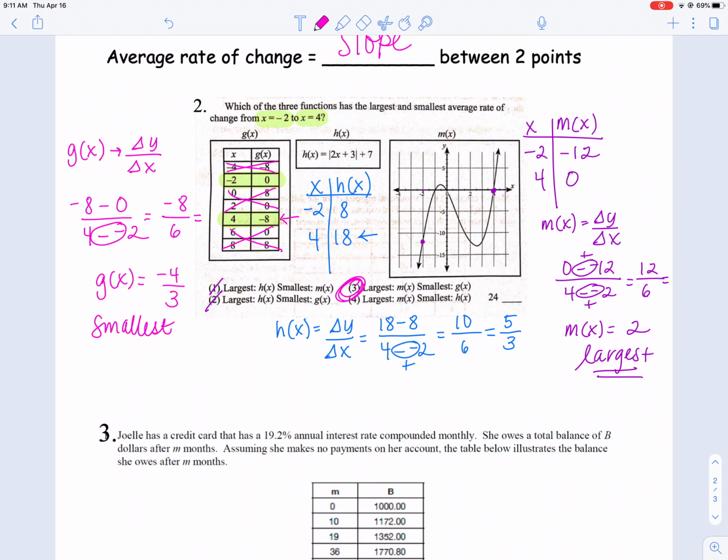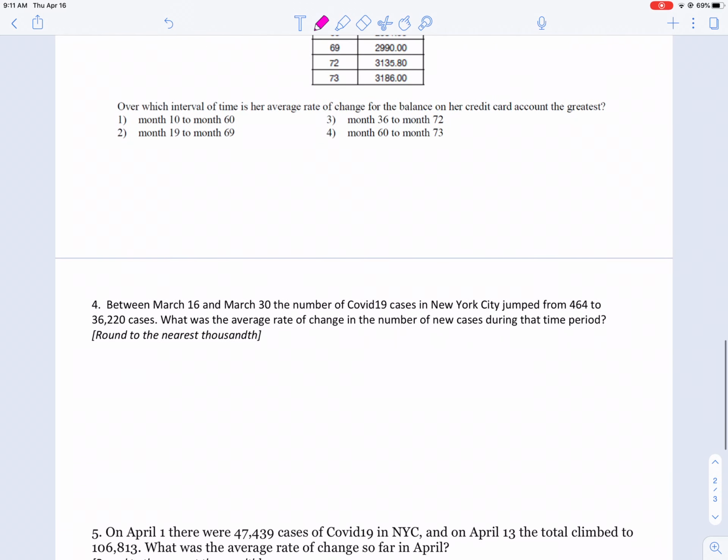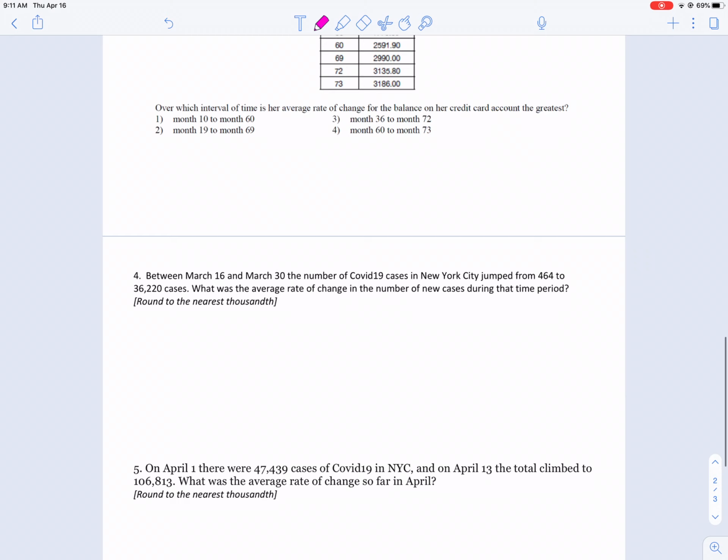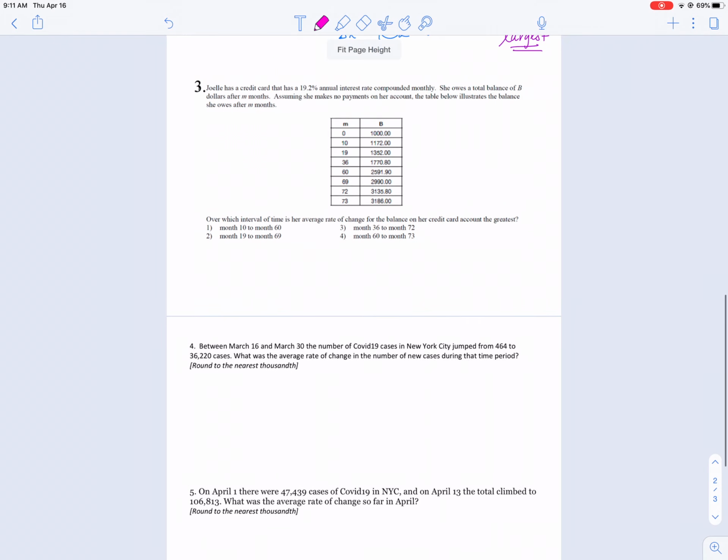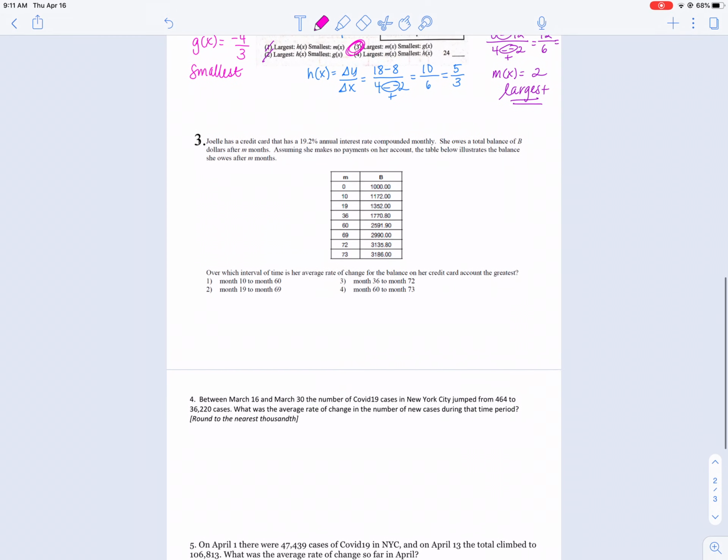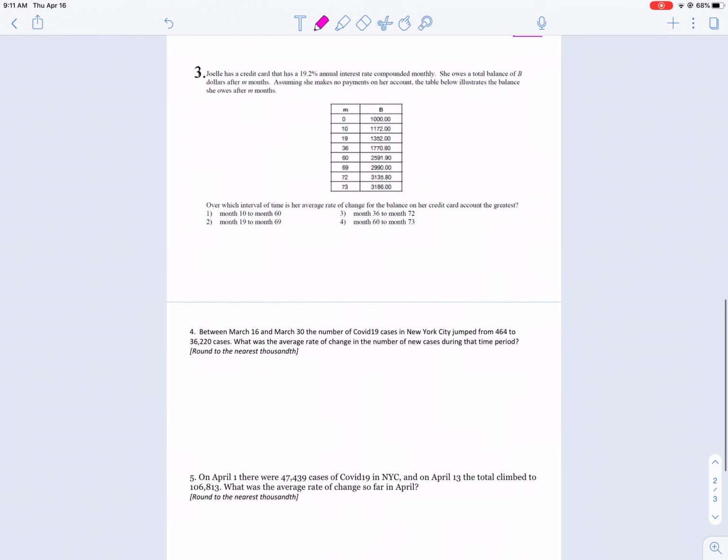It's pretty easy. So I think I'm going to leave you with these last 3 to do on your own, okay? I'll post an answer key, but go get them. Do your average rate of change for those last 3.